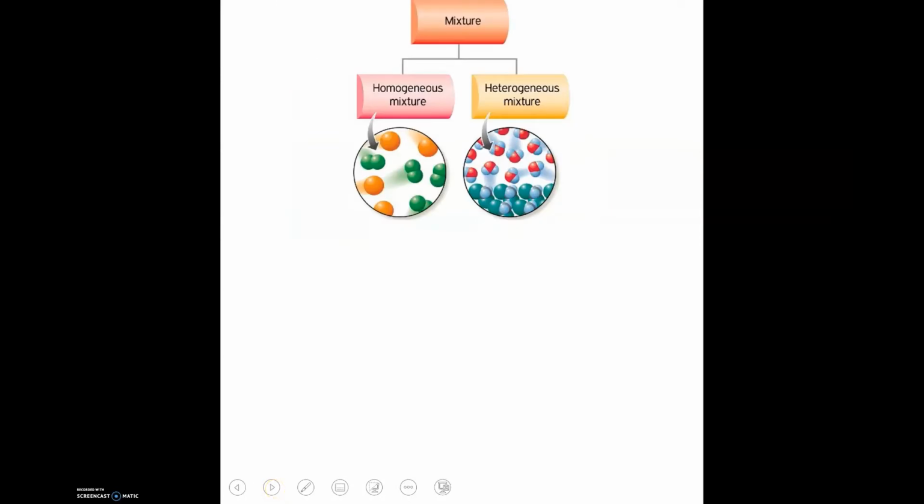And here is a picture just to represent homogeneous and heterogeneous at that molecular level. So homogeneous, we do have different particles, we have different elements, different atoms, but they're mixed nicely together. Whereas the heterogeneous mixtures, notice how we have this separation, so we can see the different chunks.